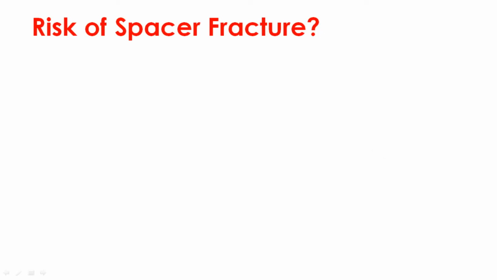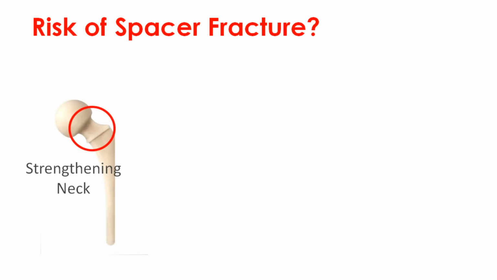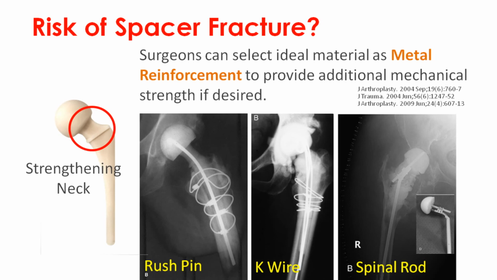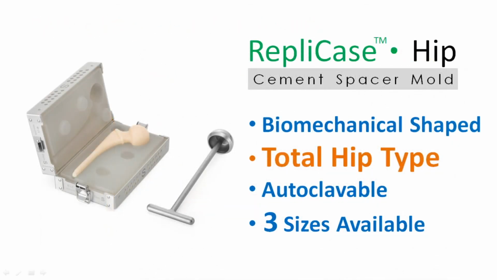To maintain an adequate mechanical property, Replicase Hip Cement Mold strengthens the neck dimension. If the mechanical property is still a concern, surgeons could select an appropriate metal device as support and reinforce the mechanical strength of the cement spacer. With Replicase Hip Cement Spacer Mold, surgeons are able to replicate a biomechanical shaped, custom-fit, total hip cement spacer with ease.